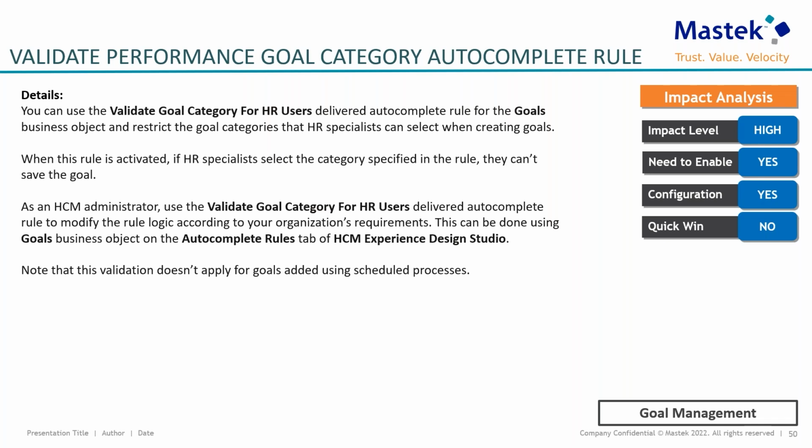So let's assume the rule is activated, and if HR specialists select any category while creating a goal which is already specified in this rule, then they will not be able to save it. They can get either an error or a warning message depending on how you have configured it. There is already this delivered rule available, but you will always have the flexibility to use the HCM Design Studio autocomplete rule, create a duplicate of this particular rule and make changes as per your organizational need.